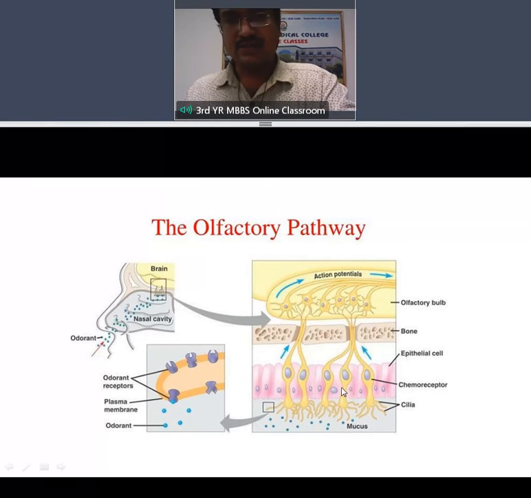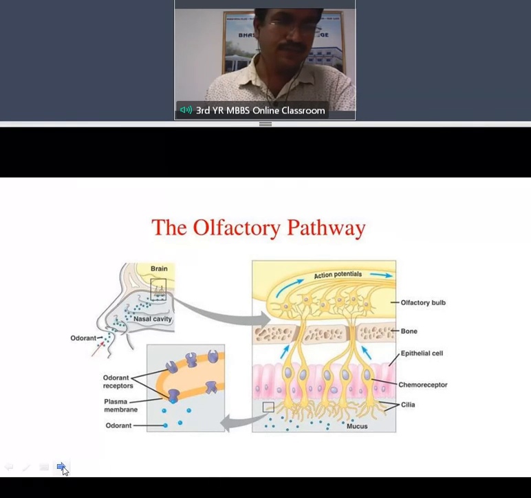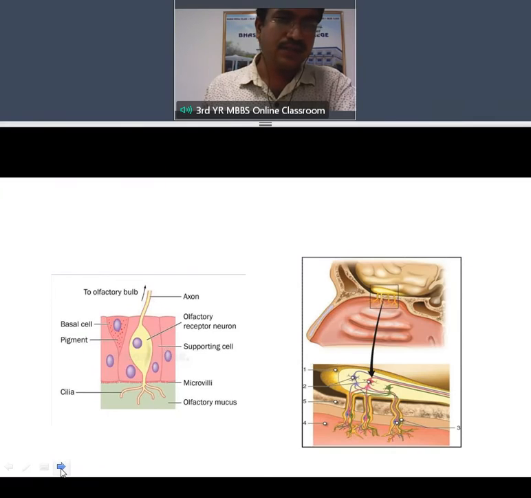So the central axons of these receptor cells will combine and form the nerve. These are the olfactory nerves. They will travel through the cribriform plate of the ethmoid bone, and then reach the olfactory bulb, which is present in the intracranial part of the brain. Intracranial. These are the cells I just told you about: the receptor cells, basal cell, and supporting cell.